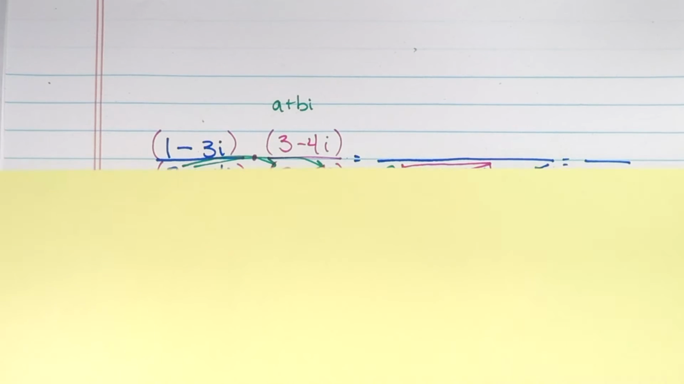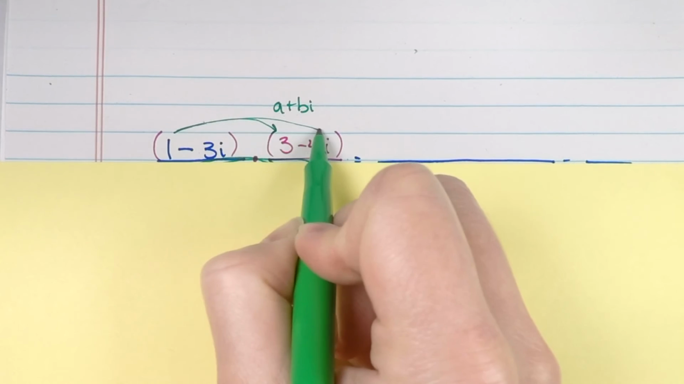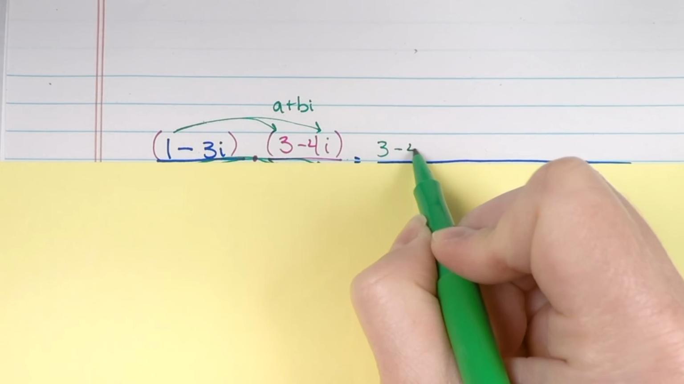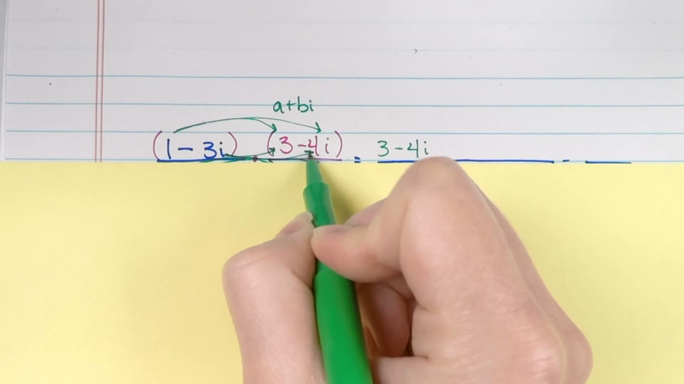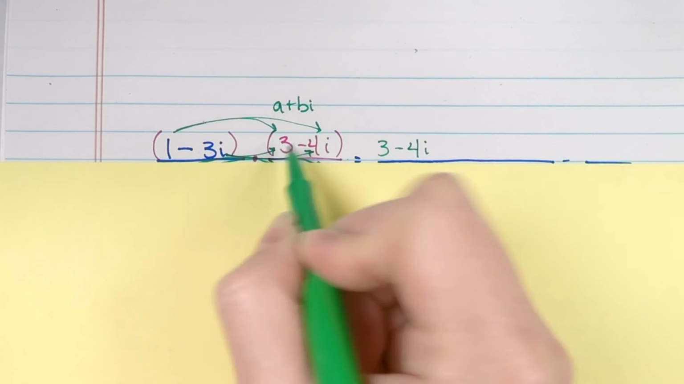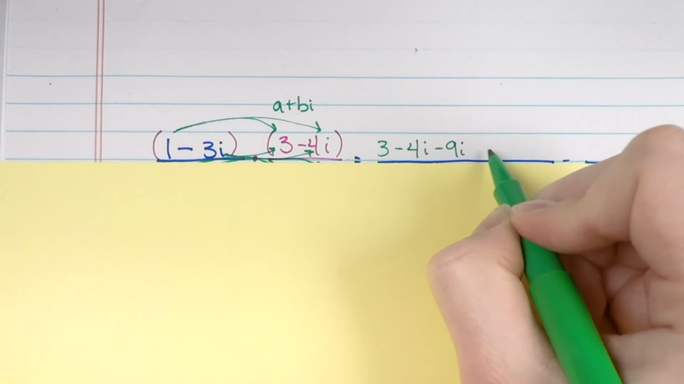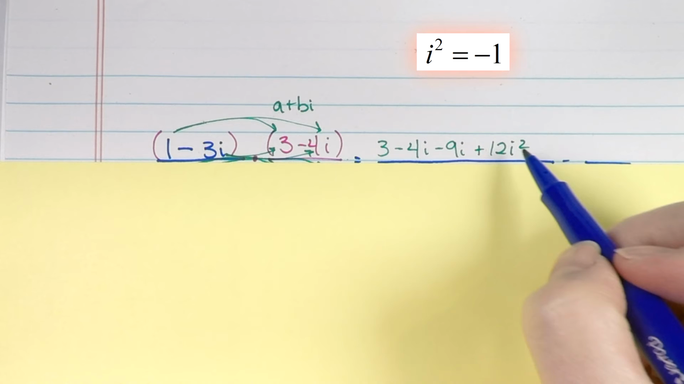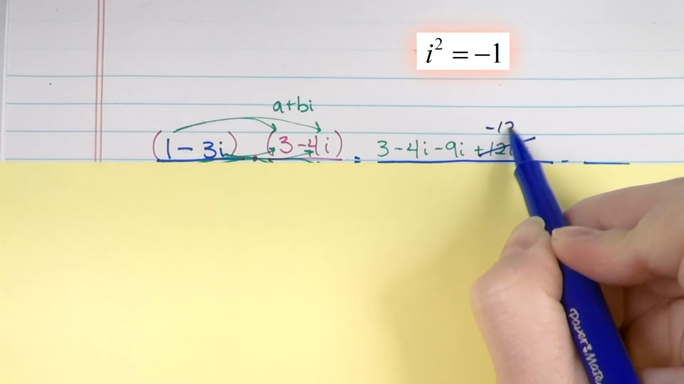I'm going to cover up this bottom just to make it a little bit easier so it's less distracting. If I multiply, we're going to distribute again. 1 to both of these terms. So 1 times 3 gives me 3. And then 1 times negative 4i gives me minus 4i. And if I distribute, negative 3i times 3 and negative 3i times negative 4i. Negative 3i times 3 gives me negative 9i. And then negative 3i times negative 4i gives me positive 12i squared. And once again, we have i squared. We're going to replace that with negative 1. So instead of it being plus 12i squared, this becomes minus 12.